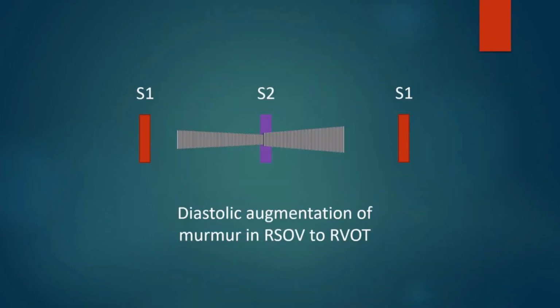The continuous murmur of rupture of sinus of Valsalva into right ventricle typically produces a murmur which peaks in diastole. This is because the tract which passes through the right ventricular muscle gets compressed during systole, reducing the intensity of murmur in systole and causes a diastolic augmentation of the murmur.